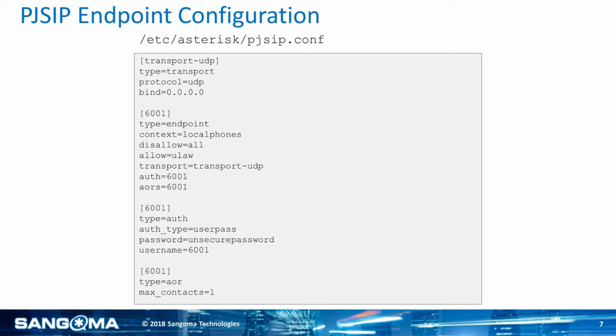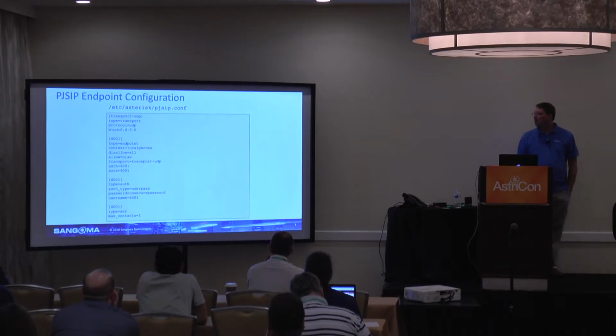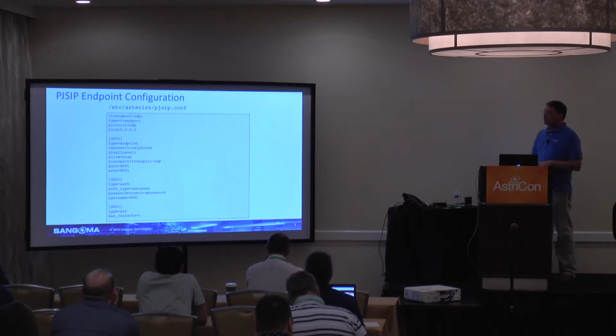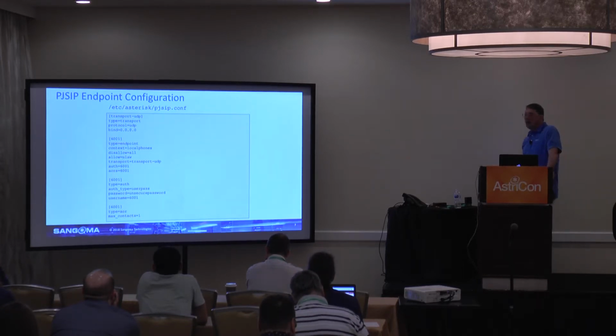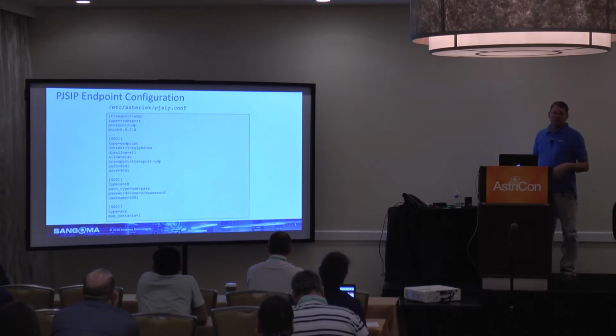So we have an endpoint. It's going to be named 6001. Again, it's a type endpoint. The context that we're going to throw calls into that come in from this phone will be local phones. We tell it which codecs we allow this phone to speak and which transport we're using. That actually references this transport up at the top. Then we have two other references that we have for endpoints. The auth, which references this auth down below here, and then AORs, which is address of record. Where is this phone? What's the IP address of this phone?